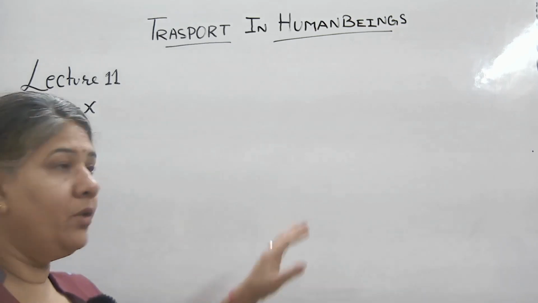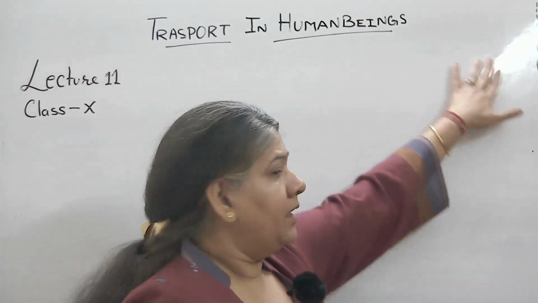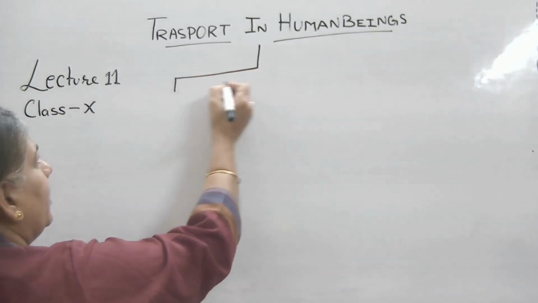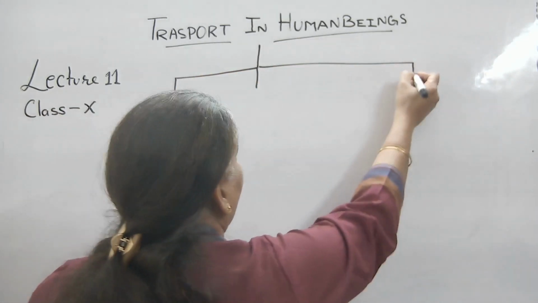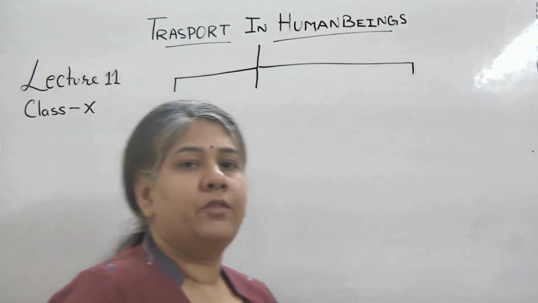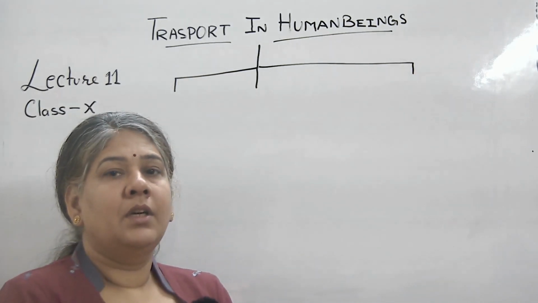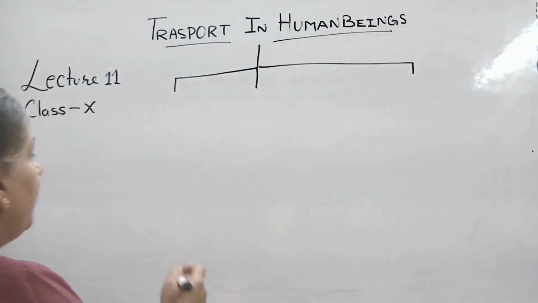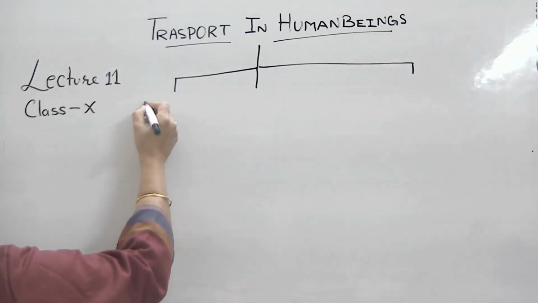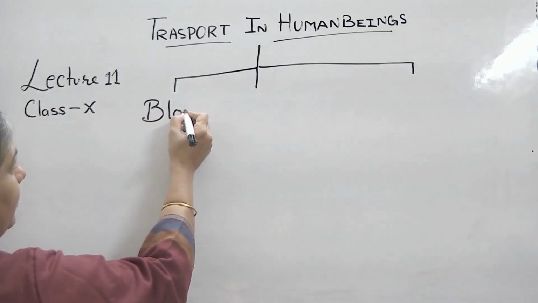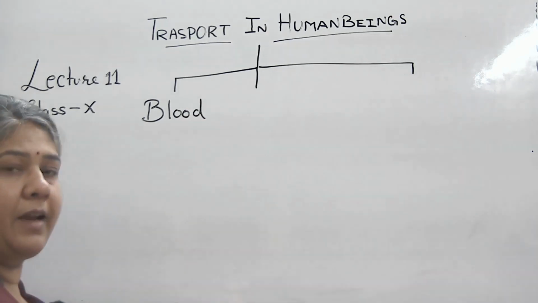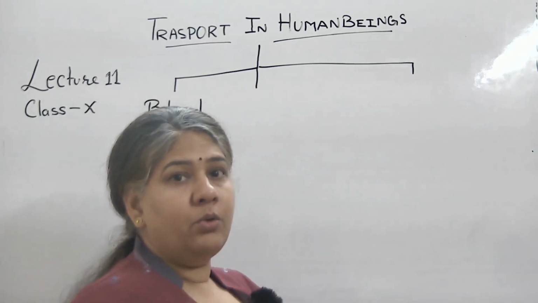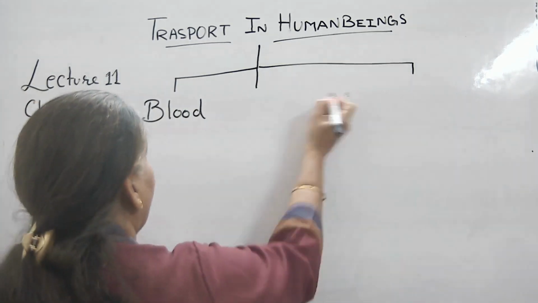See, the transport in human beings basically comprises of three major components that are helping in transport of food, that is nutrients, oxygen, carbon dioxide and removal of nitrogenous waste. See, transport basically requires a fluid medium through which transportation takes place, and that fluid is blood. And blood flows in our body through network of blood vessels.